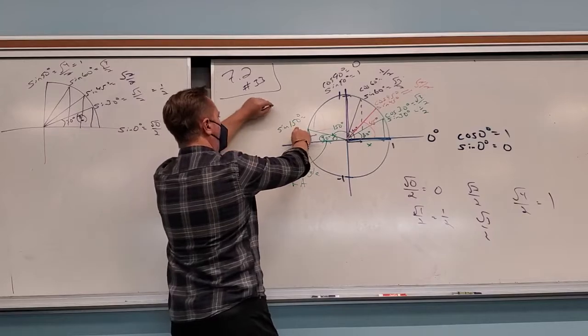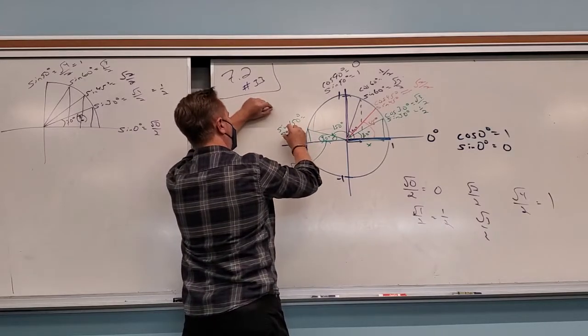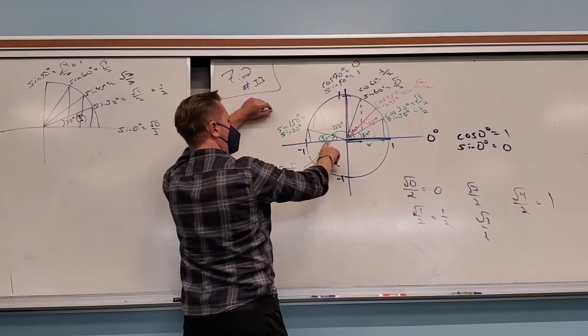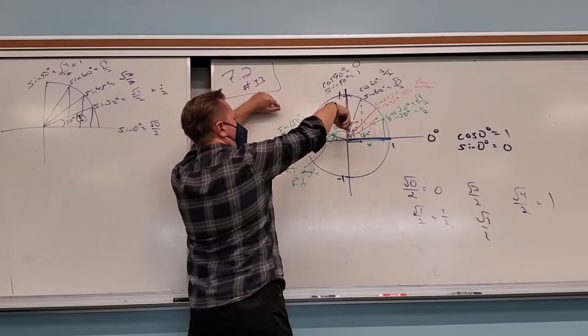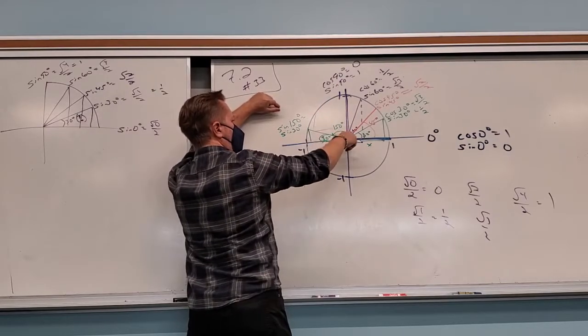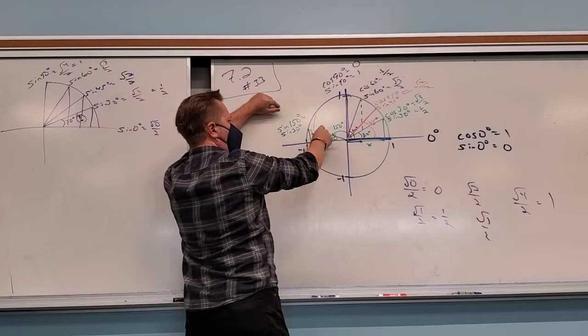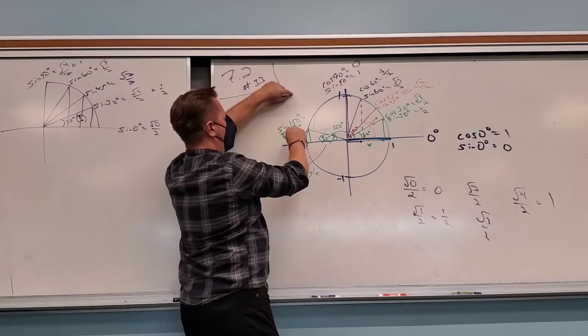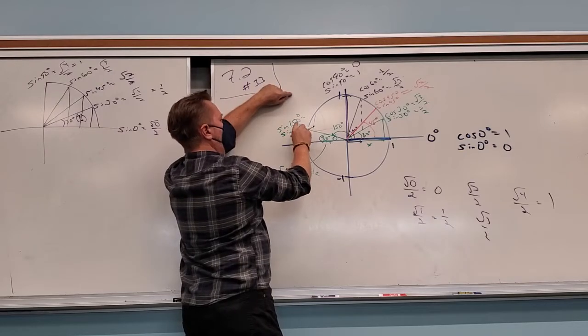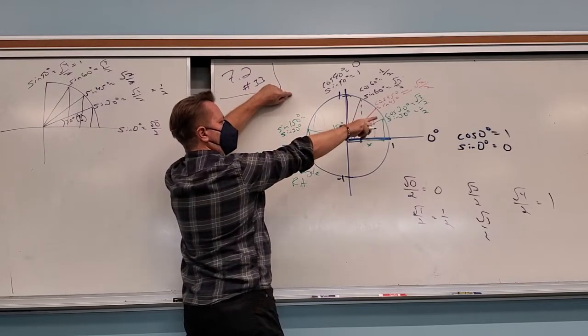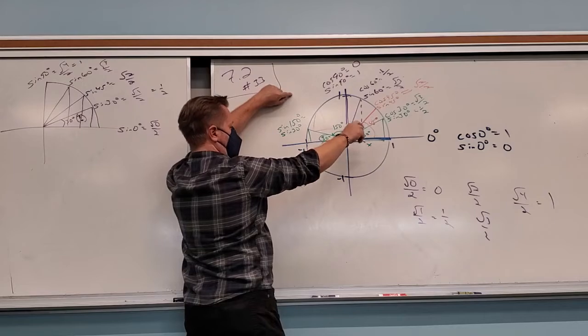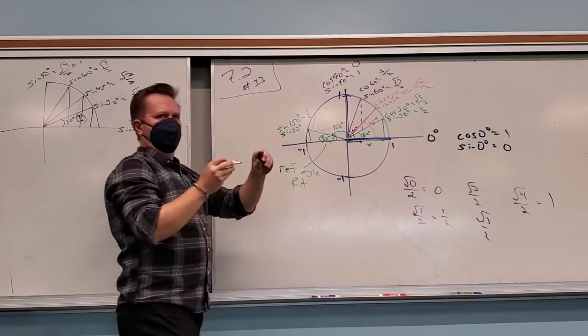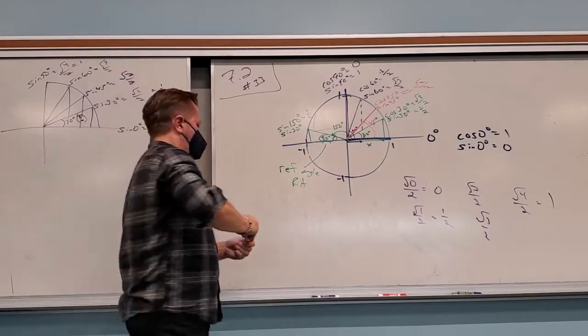So what's the sine of 150? It's going to be the same thing as the sine of 30, because that's the reference angle. Also, is y positive or negative in this quadrant? Positive, correct? Okay, so sine of 150 is the same thing as sine of 30, which is 1/2.